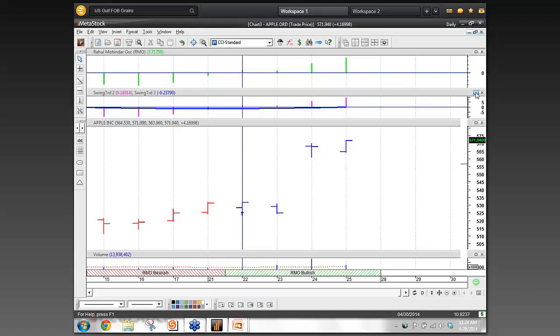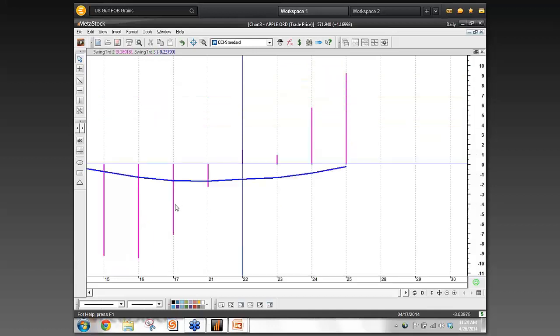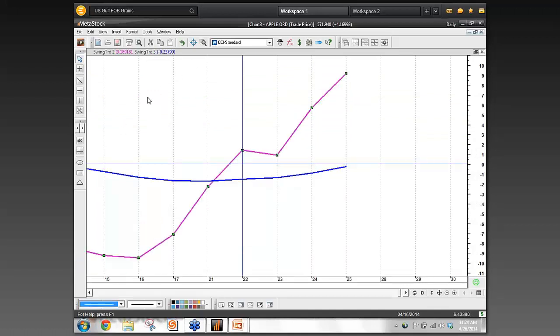Let me jump to the other two indicators right here. I'm going to change this to another line, so we're going to have 2 lines here. The reason I want to change that to a line is I want to talk about what we're looking for in a buy signal. Right now in Apple, we know that we're bullish long-term. We know that we're bullish short-term.